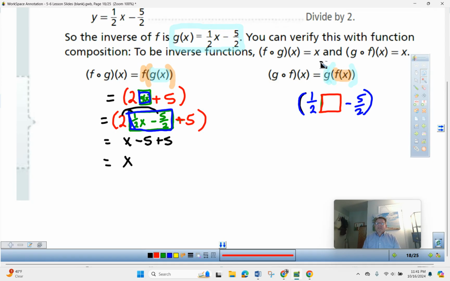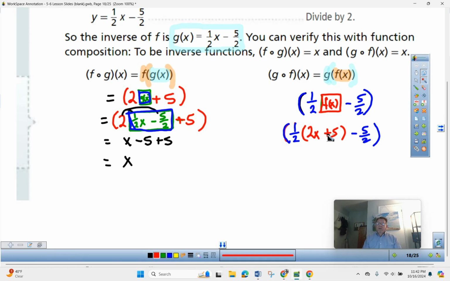And so we're putting f of x inside of g. So f of x goes right here. So we're putting f of x inside the g of x. Okay, so that leaves us with 1/2, and then there's going to be the f of x minus 5 over 2. And so the f of x is 2x plus 5. Ooh, that's pretty ugly there.